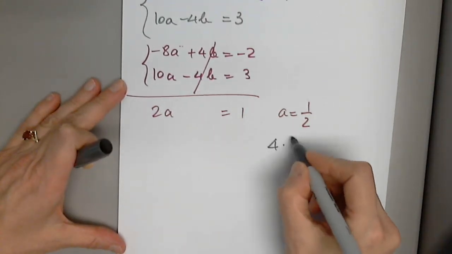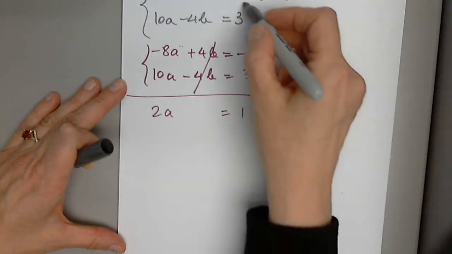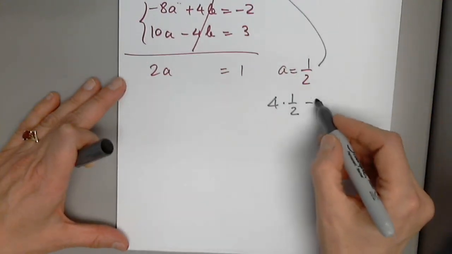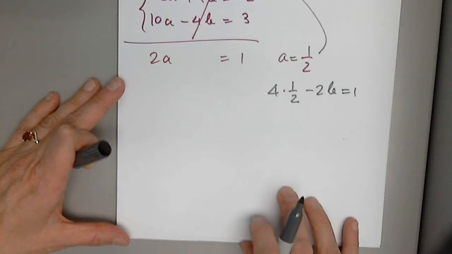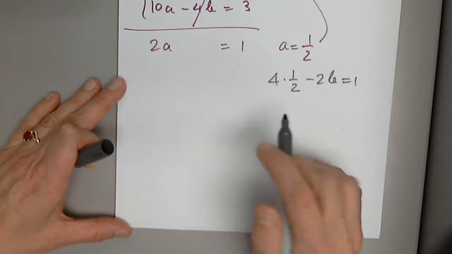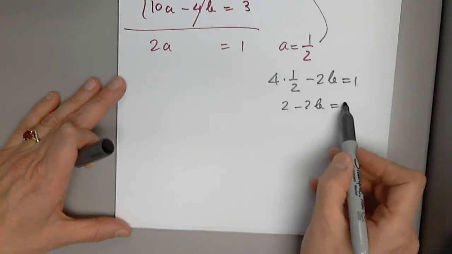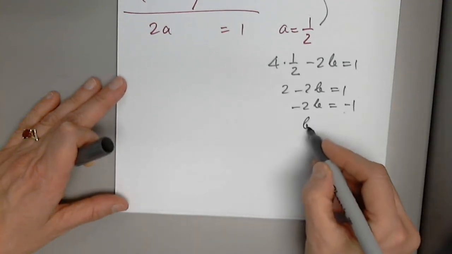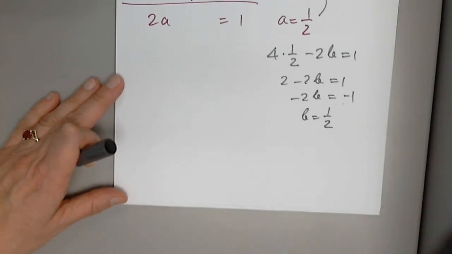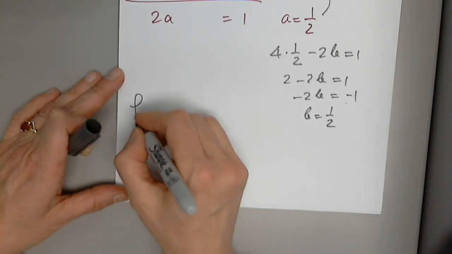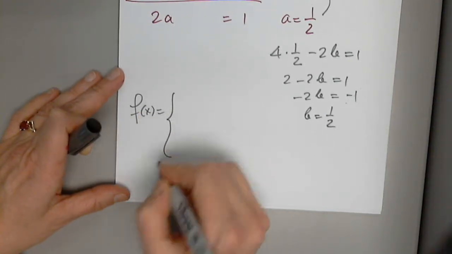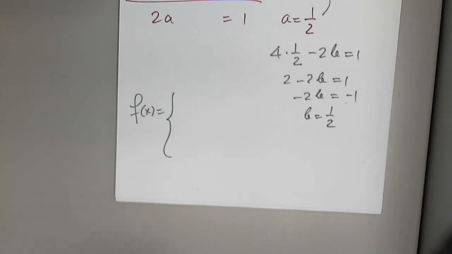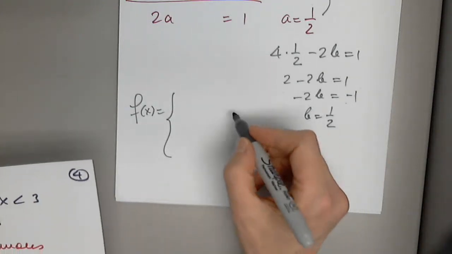So I have 4 times 1/2 minus 2b equals 1. I'm going back to the first equation. Simplify. 2 minus 2b equals 1. Negative 2b equals negative 1. And b equals 1/2. Nice. I have to write the new function. Go back to the original.